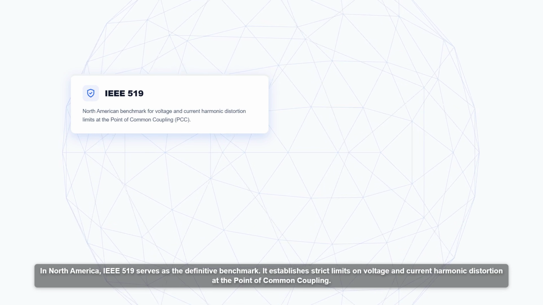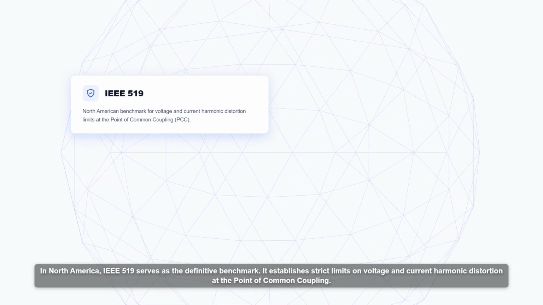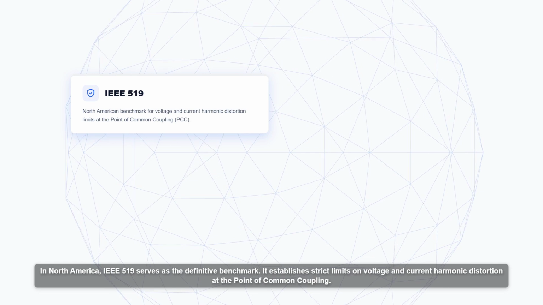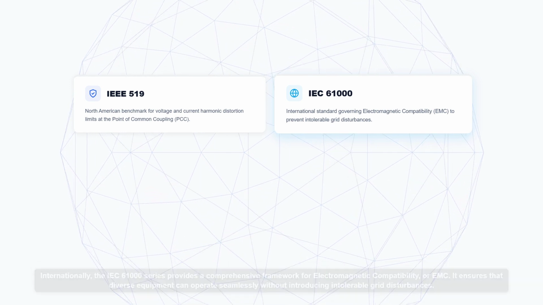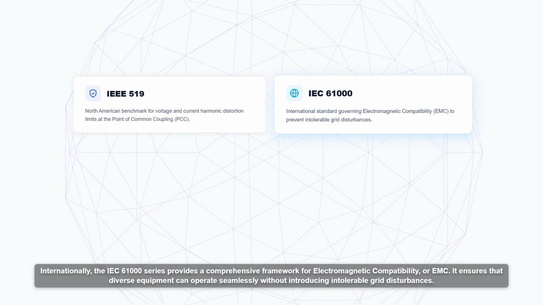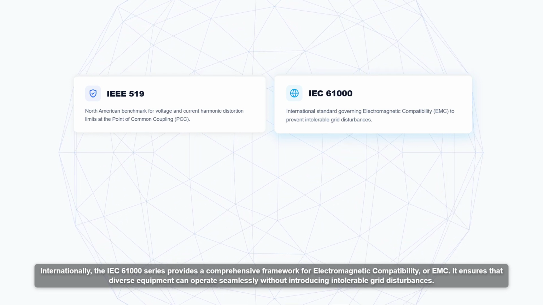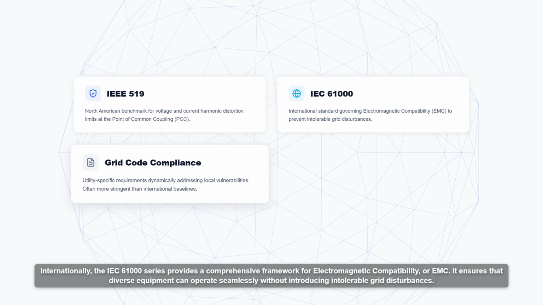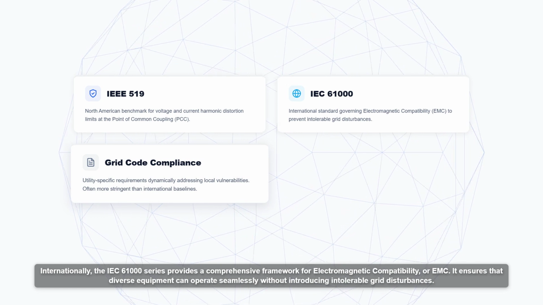In North America, IEEE 519 serves as the definitive benchmark. It establishes strict limits on voltage and current harmonic distortion at the point of common coupling. Internationally, the IEC 61000 series provides a comprehensive framework for electromagnetic compatibility, or EMC. It ensures that diverse equipment can operate seamlessly without introducing intolerable grid disturbances.